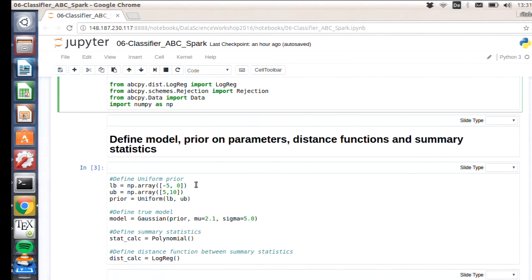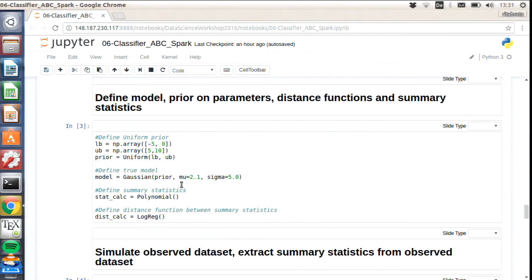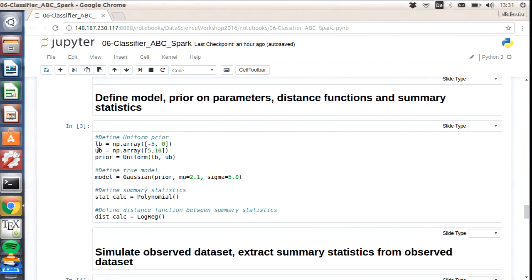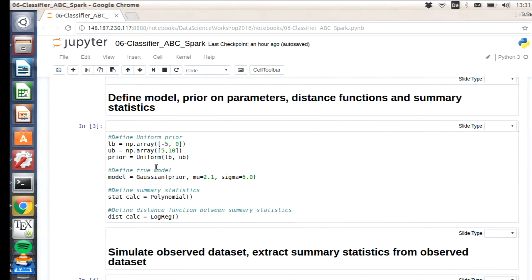So these are all the modules you need. We then define what the values are. Here for the uniform, we take the lower bound 0 and then 5 to 10, so you create it for the parameters. This is for the mean, and this is for the variance, 0 to 10 and 0 to 5. This is the lower bound and upper bound of the uniform distribution, and we just create the prior distribution. And the true model is defined: we consider mu equal to 2.1 and sigma is 5.0. And the summary statistics is just the polynomial summary statistics extraction.